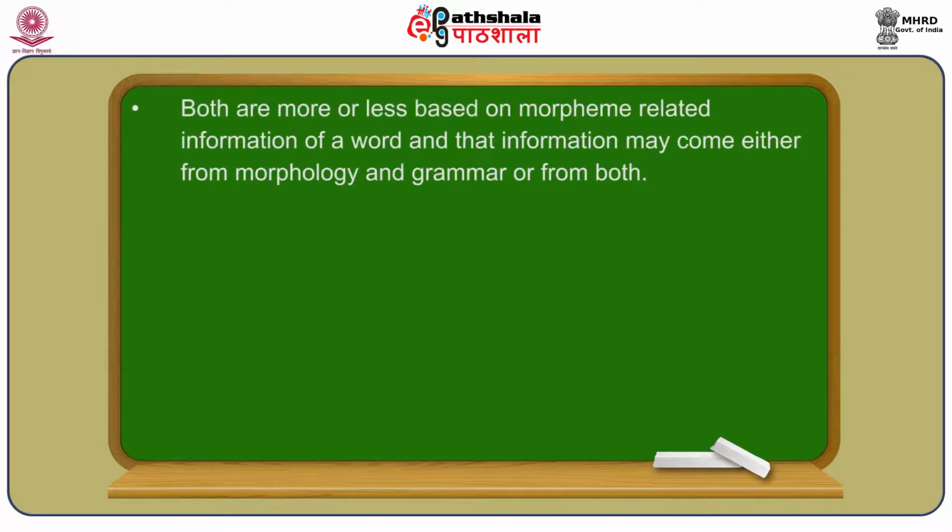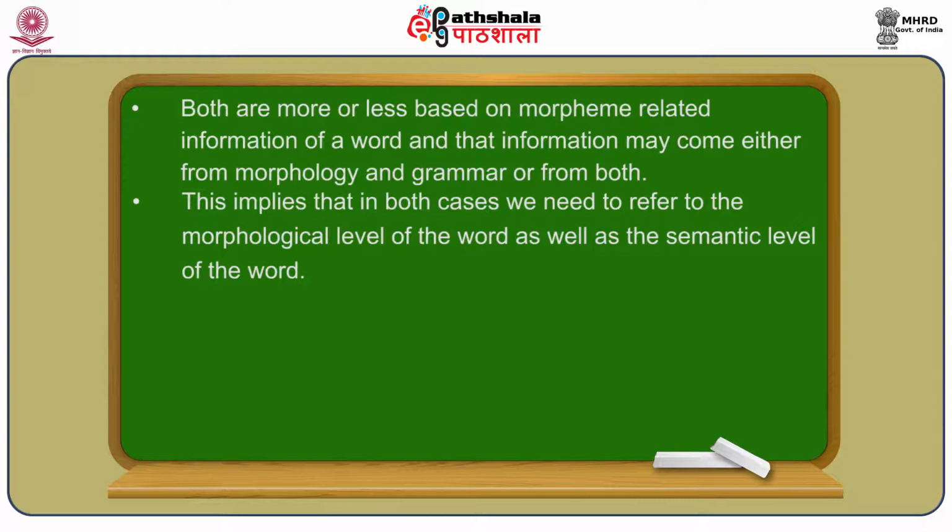Both are more or less based on morpheme related information of a word, and that information may come either from morphology and grammar or from both. This implies that in both the cases we need to refer to the morphological level of the word as well as the semantic level of the word. So we get morphological information from the morphological level of the word. Also, the syntactic frame has to be taken into consideration: what kind of parts of speech or morphological role or syntactic role the word performs.